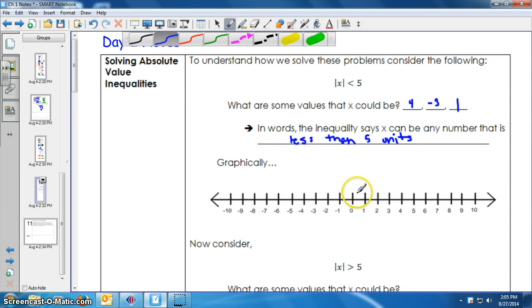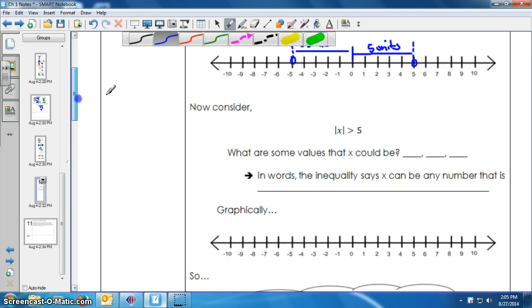Graphically, if we're at 0 here, then we go up to this value. That would be 5 units, so anything in there. And then going this direction, that would also be 5 units. So anything from here or here.